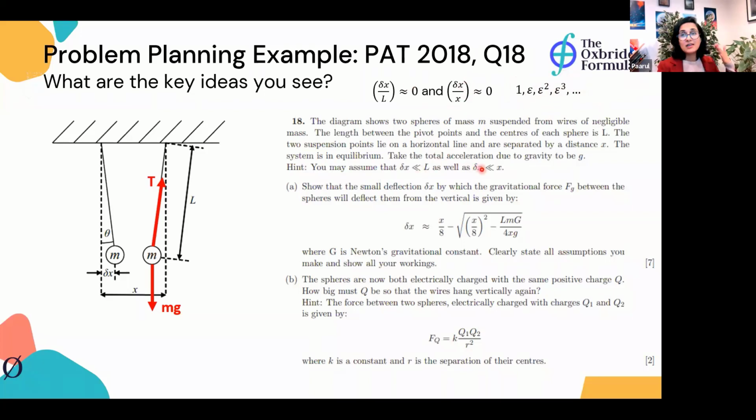We haven't even tried, I just want to emphasize, we haven't even tried to answer the question yet. These are just thoughts that are popping into our minds as we're reading the question. Chris, what would you like to add to that?